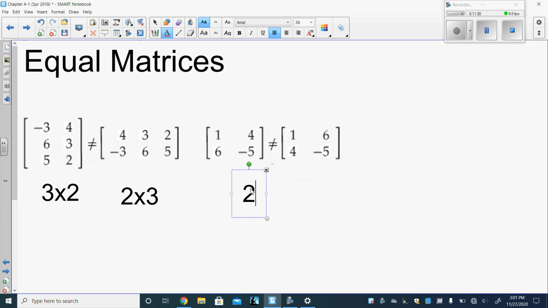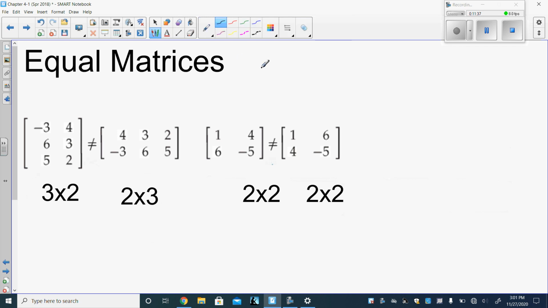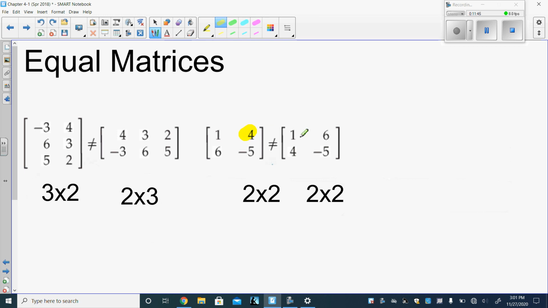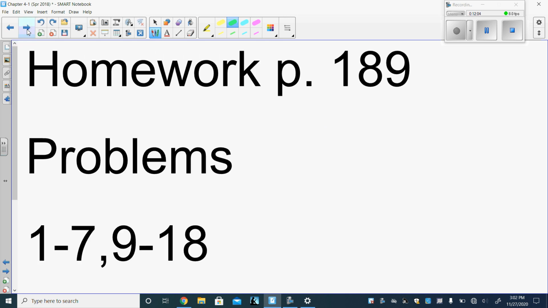Now this next one over here, we do have a 2 by 2 and a 2 by 2. They are the exact same dimensions, but we run into an issue with the fact that not all the elements are the exact same. Because up here we have 4, and over here we have 6. And in the first one I have a 6 down here, and this one has a 4. So because all the elements inside the matrices don't line up, they are not equal. And for us to say equal, they have to be the exact same. And that's it. That's all we were doing for this here.